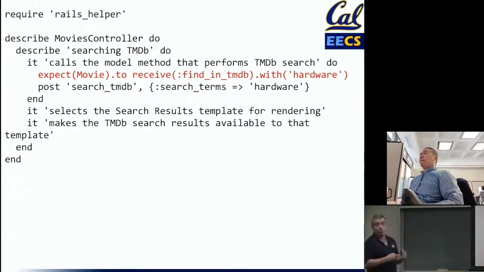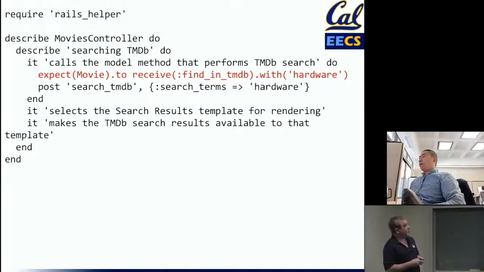Expect movie, and remember movie is a class, and we said that the method that we wish we had would be a class method in the movie class. So expect the movie class to receive a call to a method called find in TMDB with a particular string passed as an argument. Why are we saying this string is passed as an argument? Well, let's take a look at the next line, and then I'll explain why these lines are flipped in the order they are.